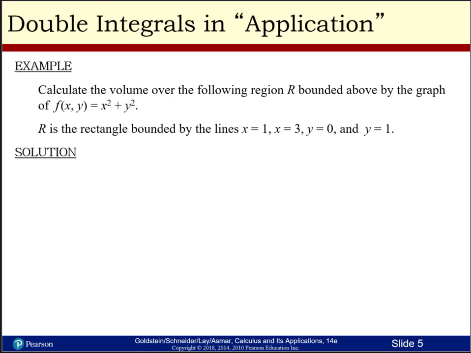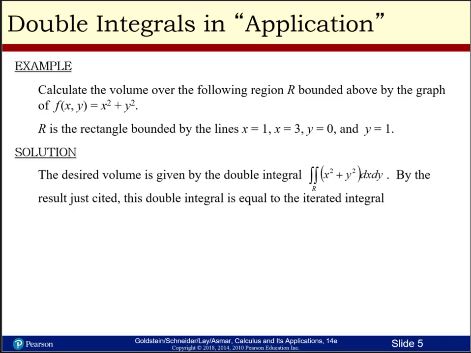Let's do another one. We need to calculate the volume over the region R bounded by the graph of f of x,y equals x squared plus y squared. Now R is the rectangle bounded by the lines x equals 1, x equals 3, y equals 0, and y equals 1. So the desired volume is given by the double integral over that region of x squared plus y squared. Take those integrals with respect to x and then y.